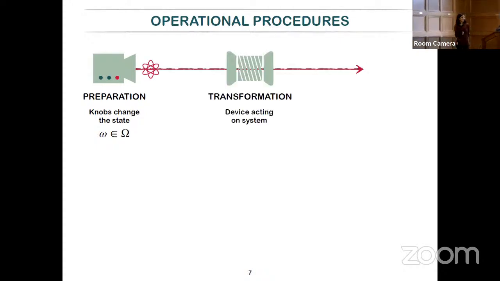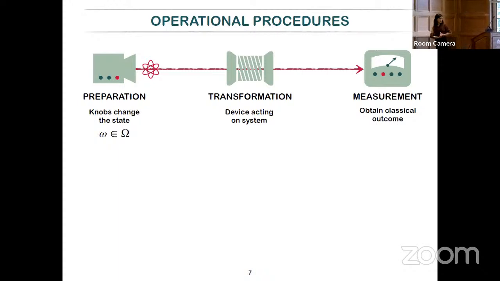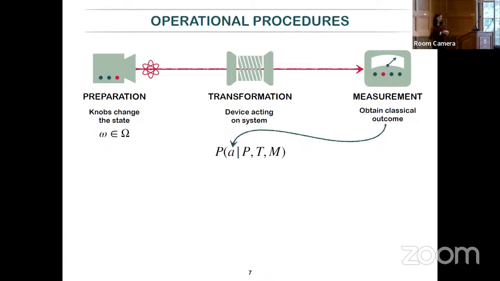Then we have transformations, because when we send the state out from our device, we can act upon it: there can be a mirror, a waveguide, all sorts of devices that we have in our laboratory. This transforms the state, it changes the state. And then we have measurements, through which we obtain a classical outcome. In the end, our goal is to write the probability of obtaining a certain outcome A, given the preparation, the transformation, and the measurement.